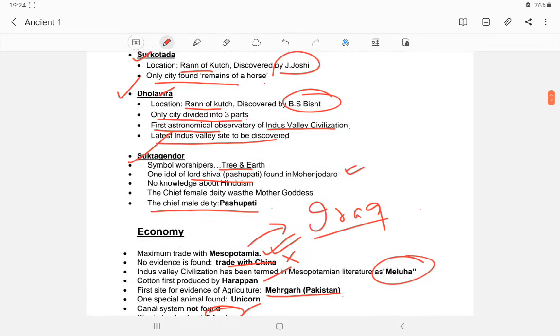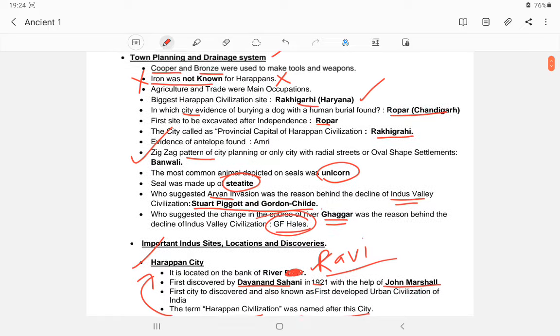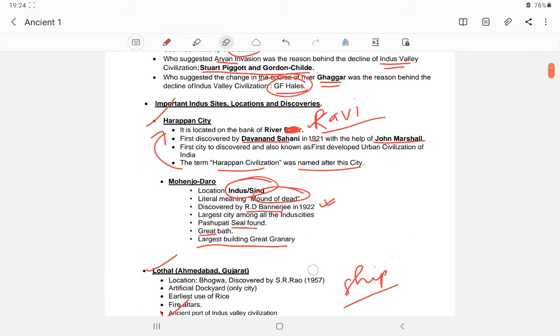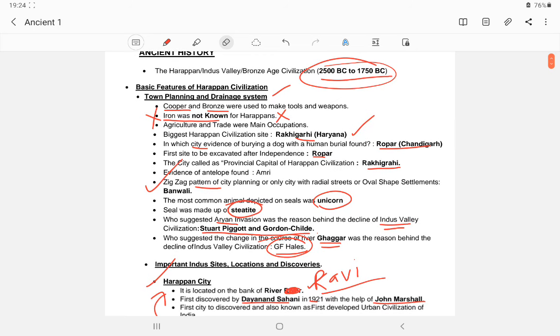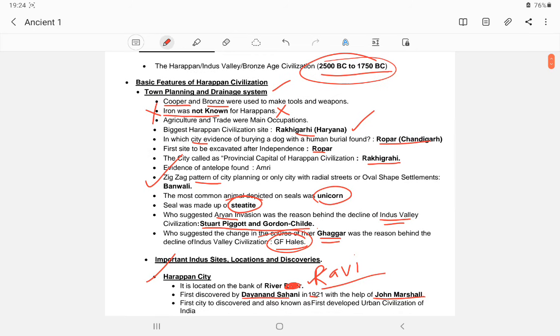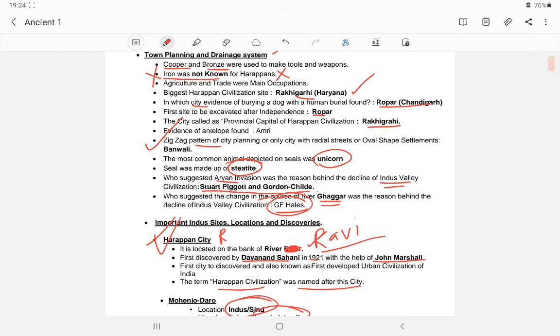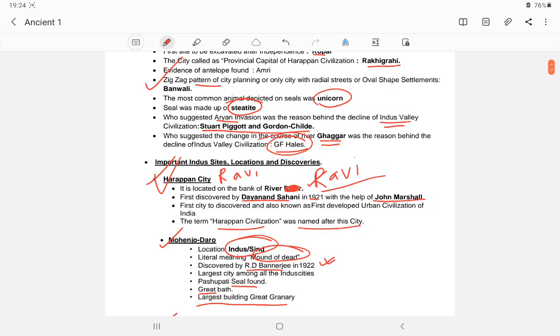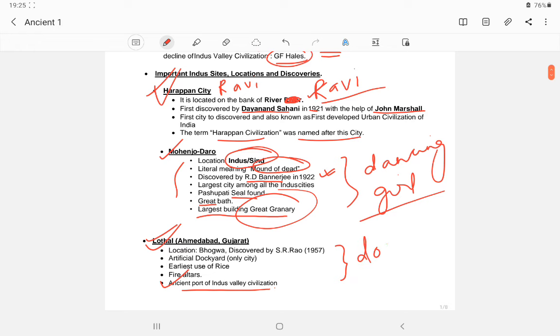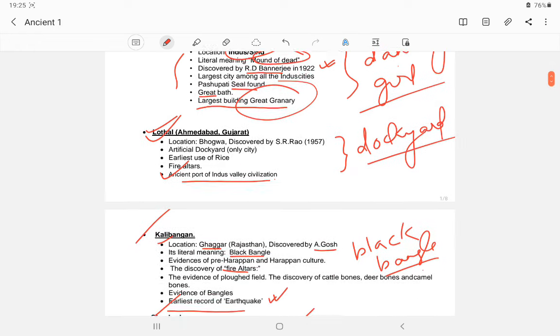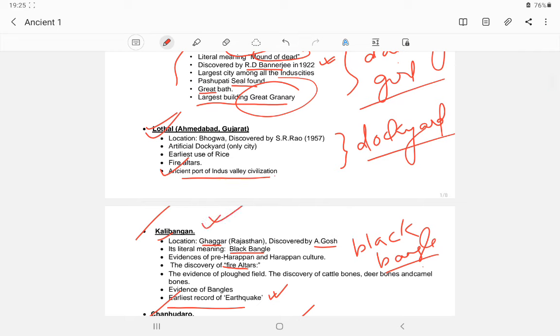And so let us review this. The Indus Valley civilization lasted from 2500 to 1750 BC. An important place is Harappa, on the banks of river Ravi. Mohenjo-daro is also an important site because the dancing girl was found here, and also the Great Granary. Lothal is important because it has a dockyard. Kalibangan means black bangles, on the banks of river Ghaggar.